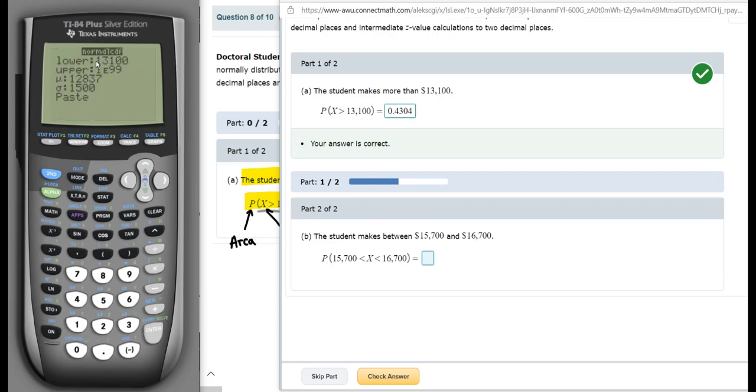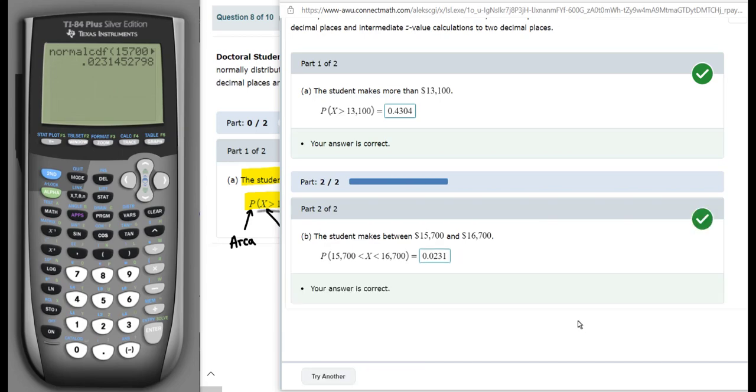We are looking for the lower end. Obviously the lower end is the smallest number, 15,700. We plug in the upper end, which is 16,700. The mean is the same, the standard deviation is the same, and we can enter and we get that value. That value is going to be 0.02314, which is just 0.0231 if you round it. Check the answer, and that's correct. Great.